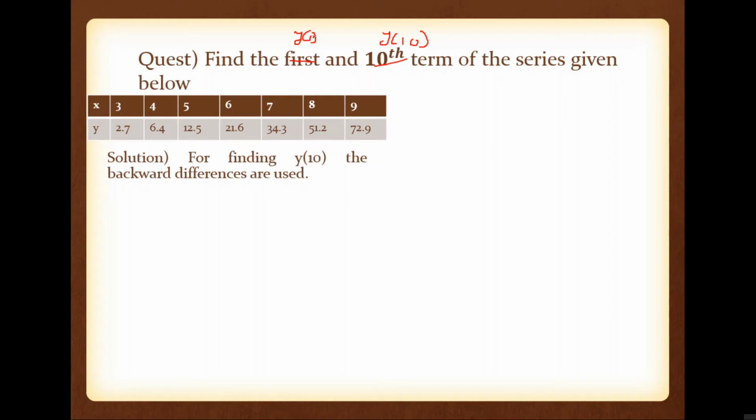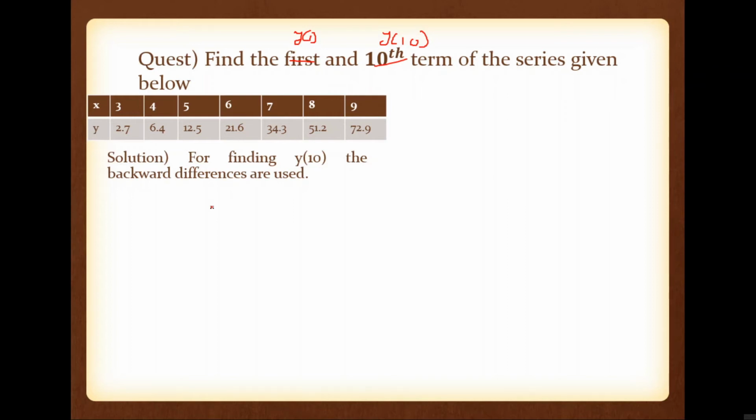Here I am going to solve y of 10 using the backward extrapolation formula, because 10 is very close to the last data rather than the first data. So use backward extrapolation for y of 10, and use forward extrapolation for y of 1. That one is homework for you, and you have to send that one. Okay, so we are going to find y of 10.